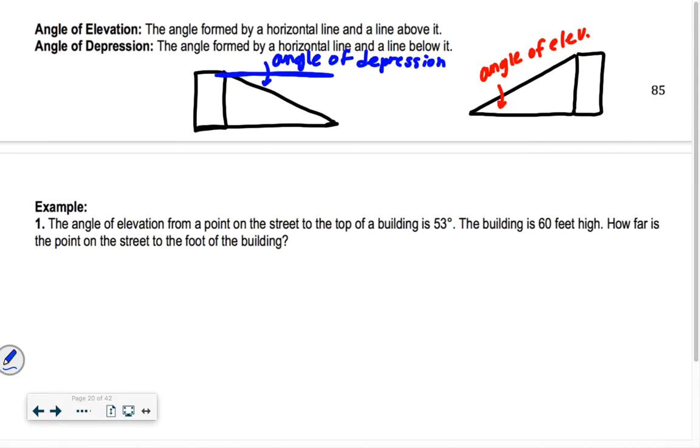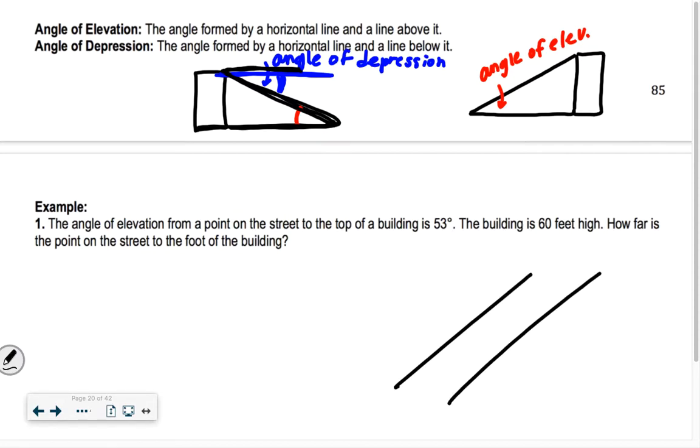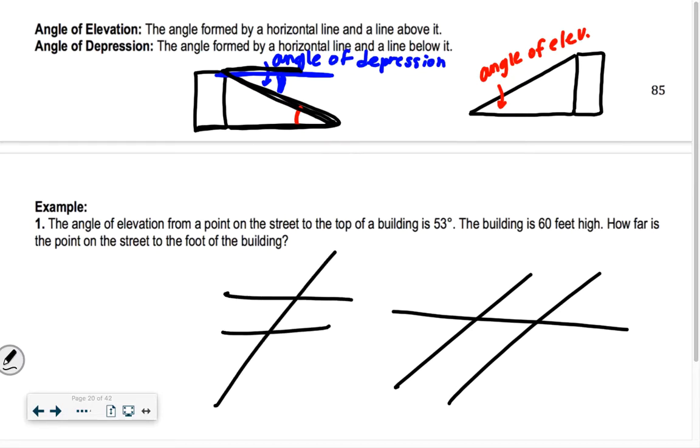So if you think about it, this angle right here ends up being the same as the angle of elevation. They're exactly the same. Do you guys remember why, using a geometry word, why those are the same? See this little Z shape that's formed? Do you know what type of angles those are? It's like the parallel lines that are cut by a transversal. You guys don't remember any of these?